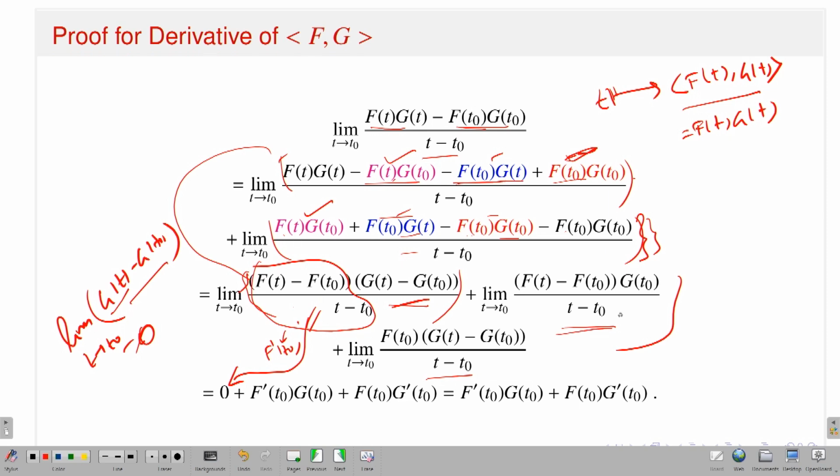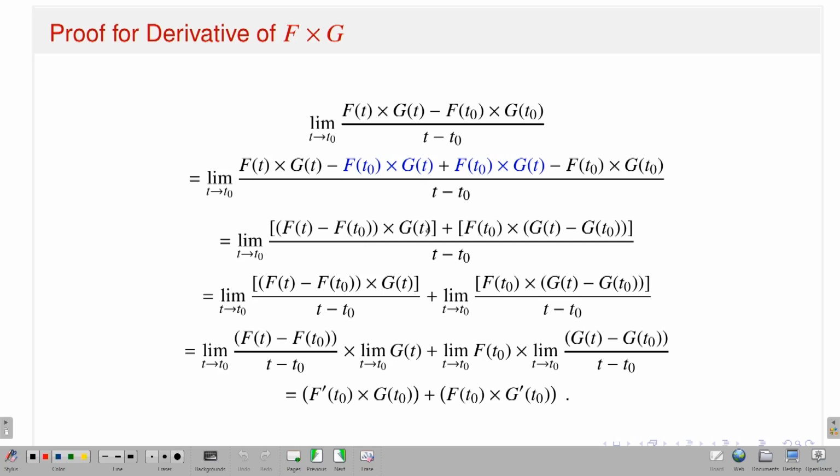What about the second one? Again, you just combine t − t₀ with F(t) − F(t₀). This limit exists, that means this limit will give you F prime of t₀, and G(t₀) is a fixed value, it stays as it is. F(t₀) value as it is, you take outside from the limit, and the next limit, that means as t approaches t₀ of (G(t) − G(t₀)) divided by (t − t₀), is nothing but the derivative of G at the point t₀, and the limit exists. So therefore this is F prime(t₀) G(t₀) plus F(t₀) G prime(t₀). So that is straightforward, just using the first principle.